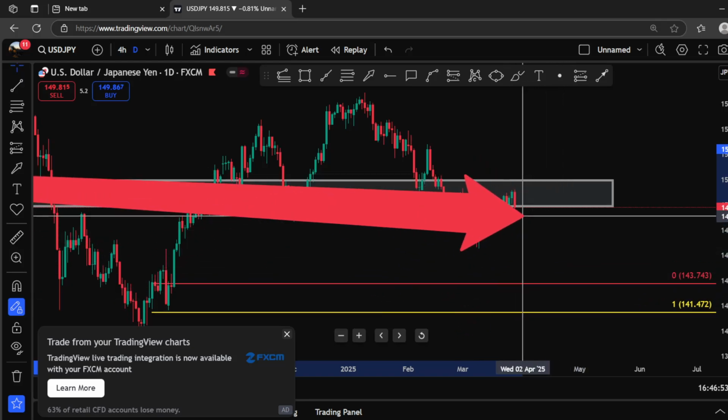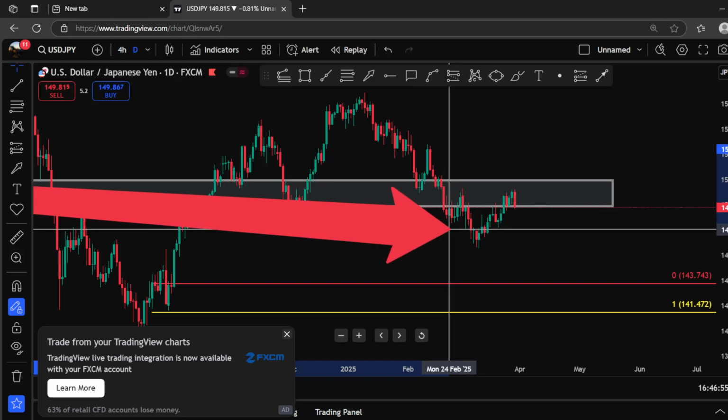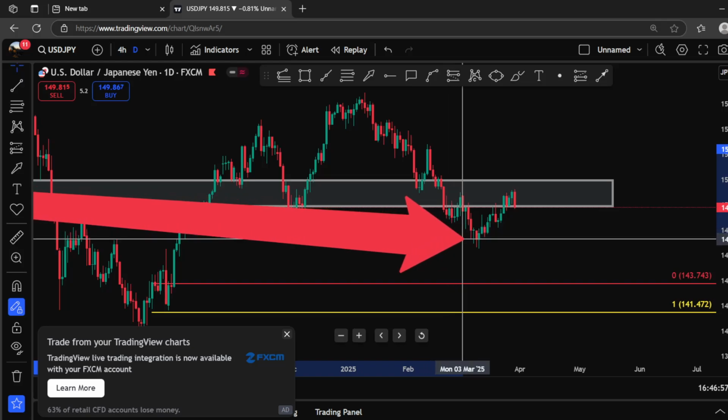All right, so this is it. USD Japanese yen, daily time frame.